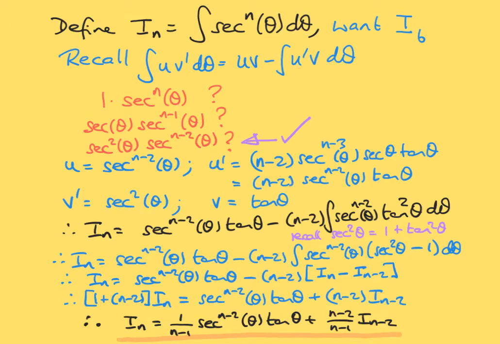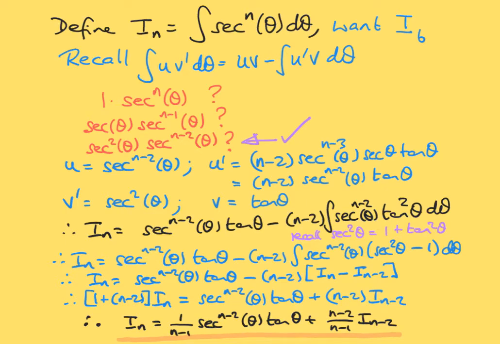n minus 2 is a number, it's not theta dependent, so I take it outside of the integral. And then we have sec to the n minus 2 of theta times tangent, but we have to multiply it by v. That's another tangent, so we have tan squared. And we recall this identity, that sec squared is 1 plus tan squared. A way to help remember this is sec squared is always going to be greater than or equal to 1. So it's 1 plus tan squared.